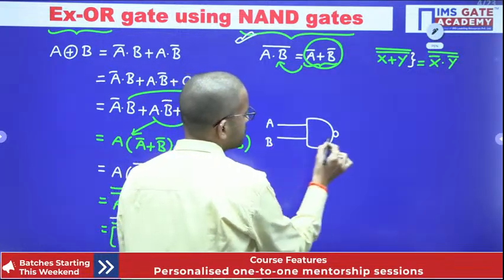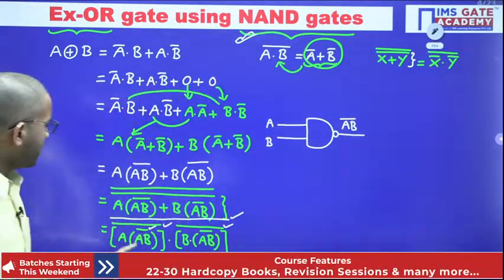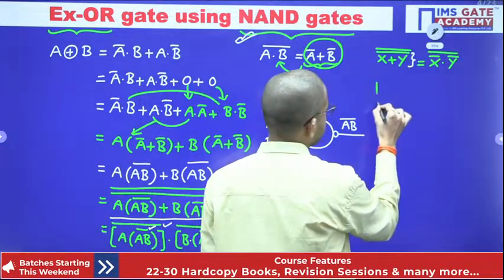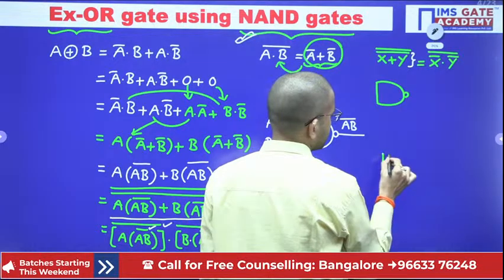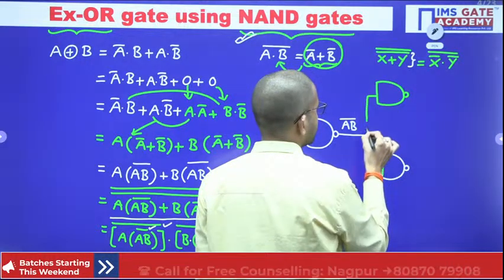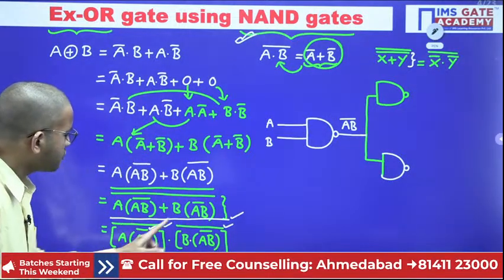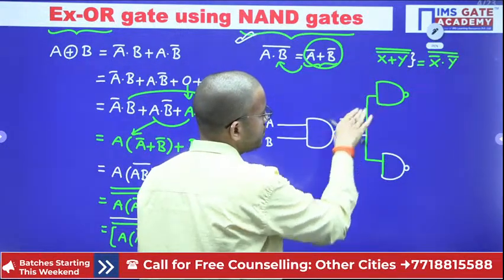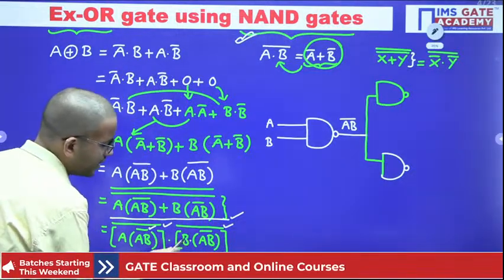AB are the inputs. Output of this NAND gate we will get AB bar. Now here we require one NAND gate, here we require one NAND gate. For these two NAND gates, one of the inputs is AB bar. That's why the output of the first NAND gate I have given as the input for these two NAND gates. Now for this NAND gate, another input is A. For this NAND gate, the other input is B.